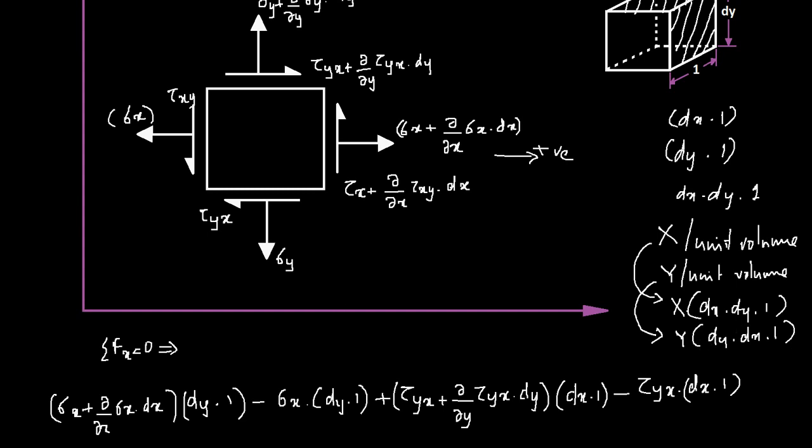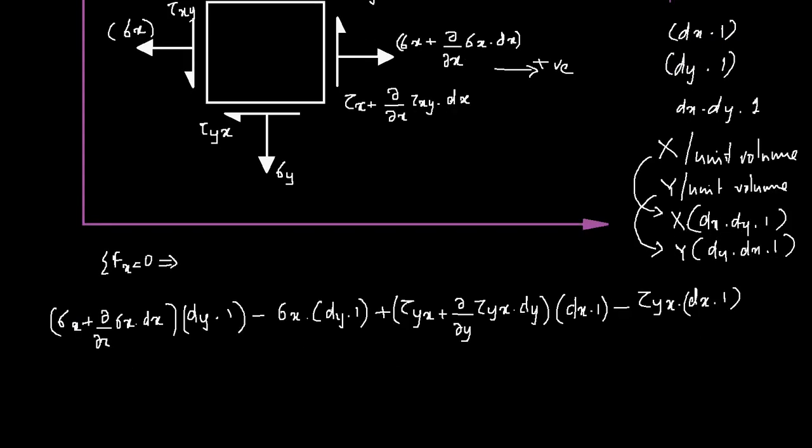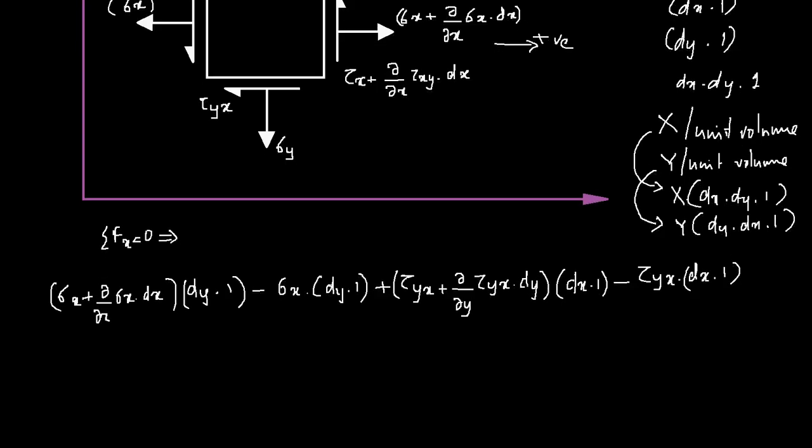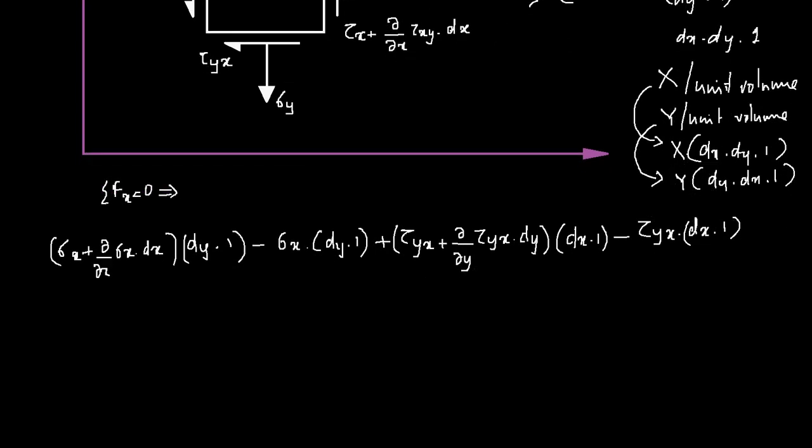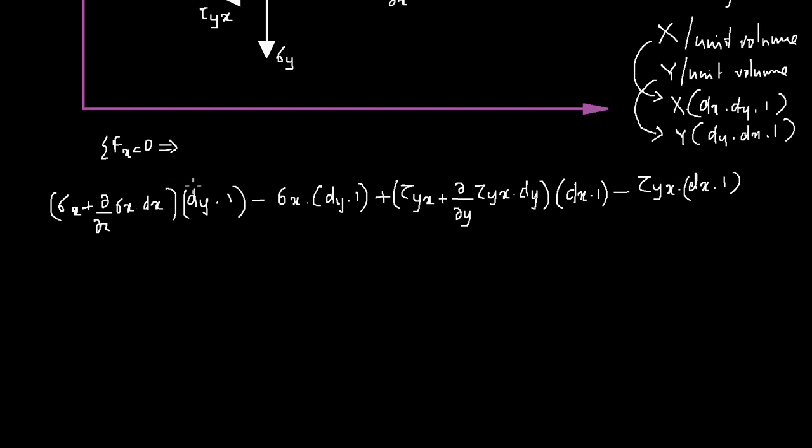So any body force, inertia force, or electromagnetic force whatsoever in that field is considered as x per unit volume. So along with these forces, you have plus x times dx dy times 1 equal to 0 for the force equilibrium along the x-axis.